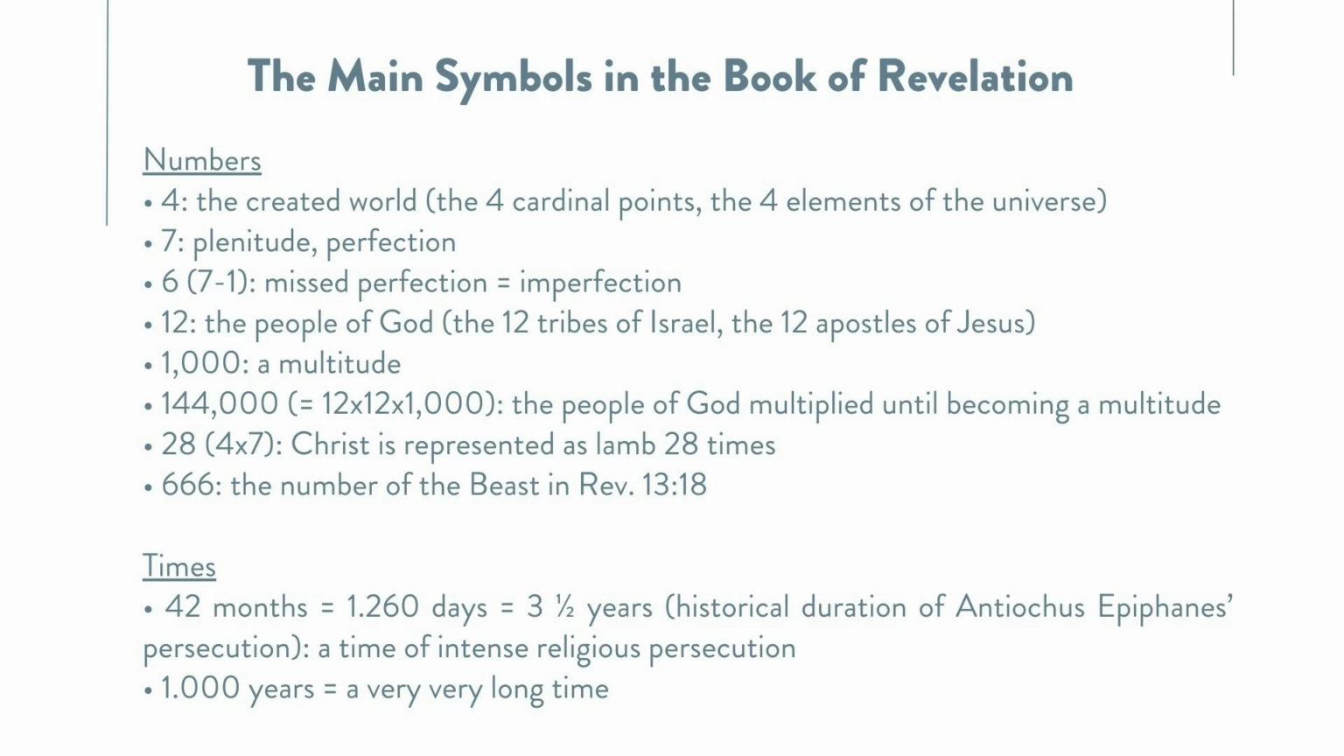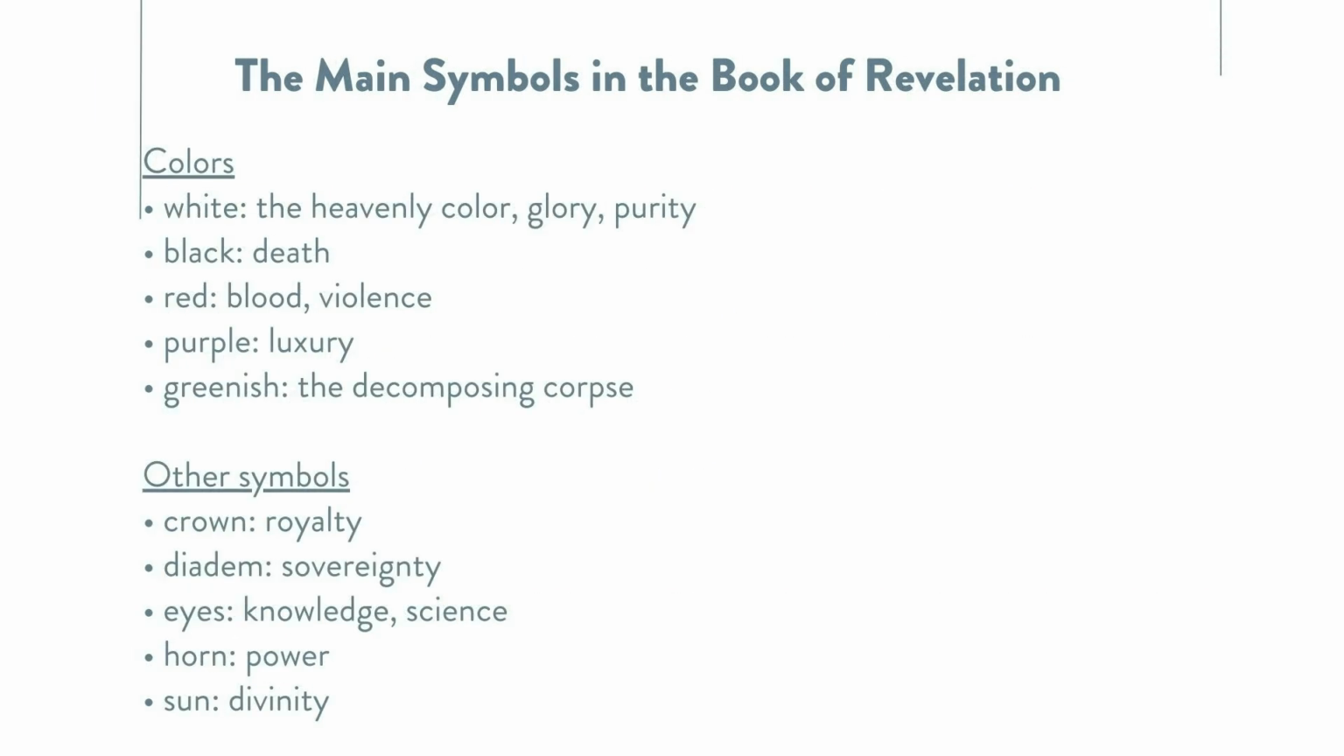Now let us look at the symbolic colors. White is the color of heaven. In heaven, everyone is dressed in white. White also signifies victory, but a spiritual victory, I might add. And conversely, black signifies death. Red is the color of blood. It signifies spilled blood and therefore violence.